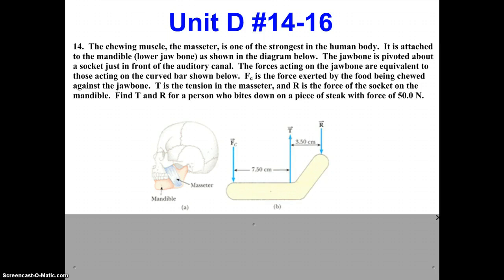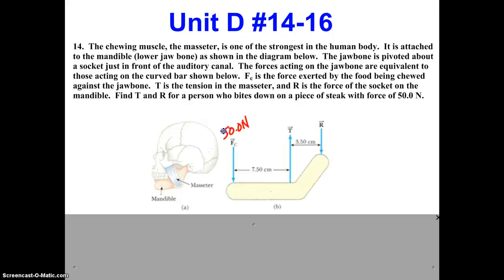Find T and R for a person who bites down on a piece of steak with a force of 50 newtons. As we take a look at the curved bar mentioned here to the right, you can see that they've already done the free body diagram for you. You have Fc down, and we're told in this problem that that is 50 newtons. We're asked to find the tension in the masseter upward and the R value, which is the force of the socket on the mandible, down.